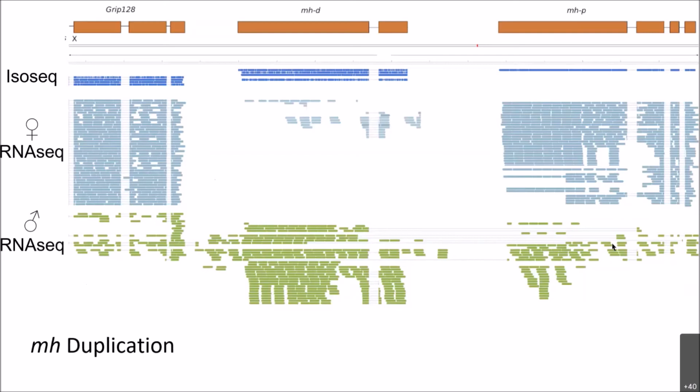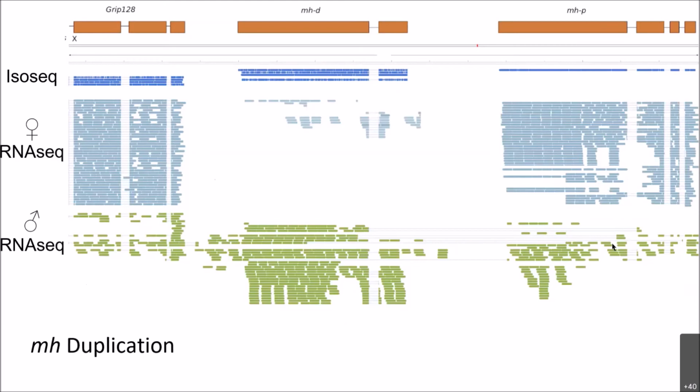But what you'll notice here is that you have RNA-seq data from females in the middle and RNA-seq data from males on the bottom. And you notice that there's a huge difference in the proximal and distal copy. You'll notice that the distal copy has a bias toward male expression, and the proximal copy has a bias toward female expression. And you might not be surprised that a gene called maternal haploid would have a female biased expression pattern. But what's curious is the expression pattern for males.